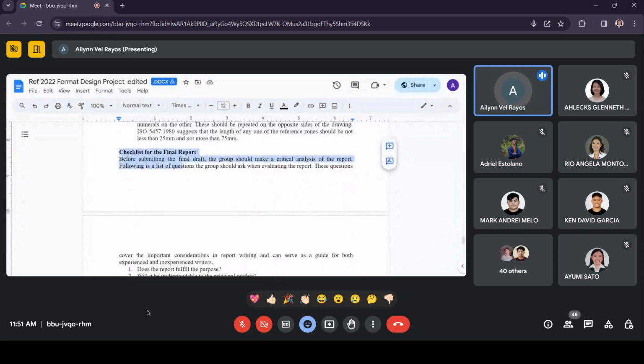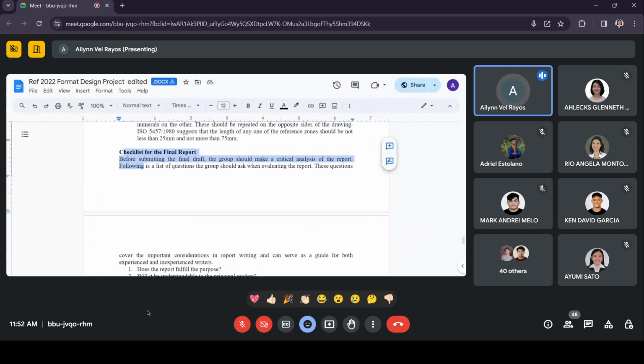So, checklist for the final report. So yan, after yan yung mga parts, and format for each of the part, paano nyo siya gagawin. So in terms of scheduling, you can base the task here in design project format, where you can base all the tasks and then provide a timetable.